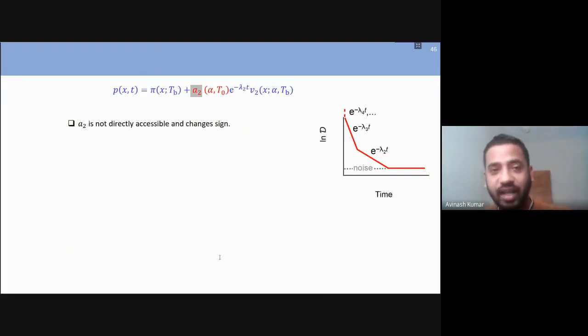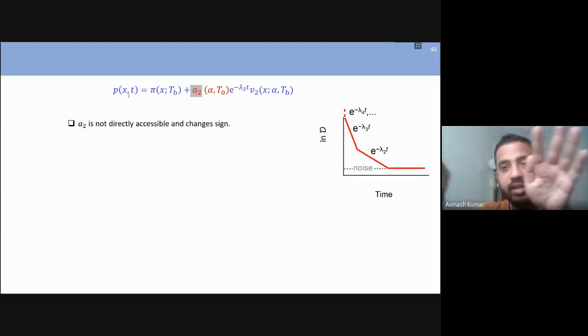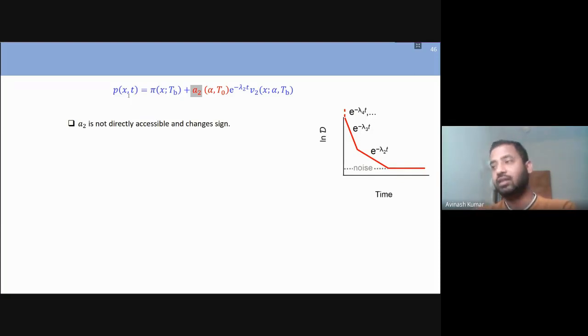But this A2 is a numerical thing, and it can also change signs because it is just an overlap between the second eigenfunction and your initial distribution. So these numerical things can flip signs. And actually, what we did in our analysis is that we used distance functions, which are strictly non-negative.